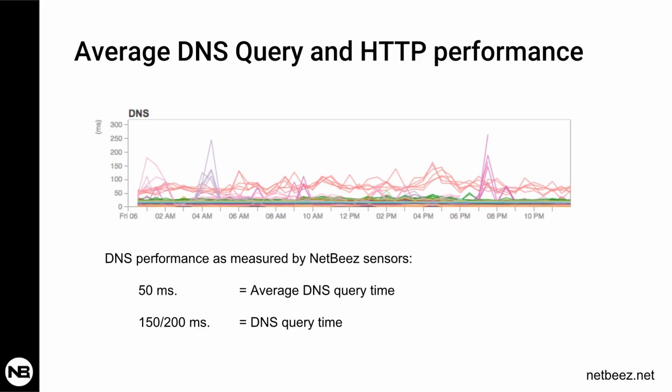Let's see what the average DNS query is and how it impacts HTTP performance, that is, internet browsing. We did some tests with NetBees. We have on one instance 25 sensors that regularly do HTTP checks, DNS checks, and so on. What we found is that the average DNS query overall falls around 50 milliseconds, with peaks around 150 and 200 milliseconds.